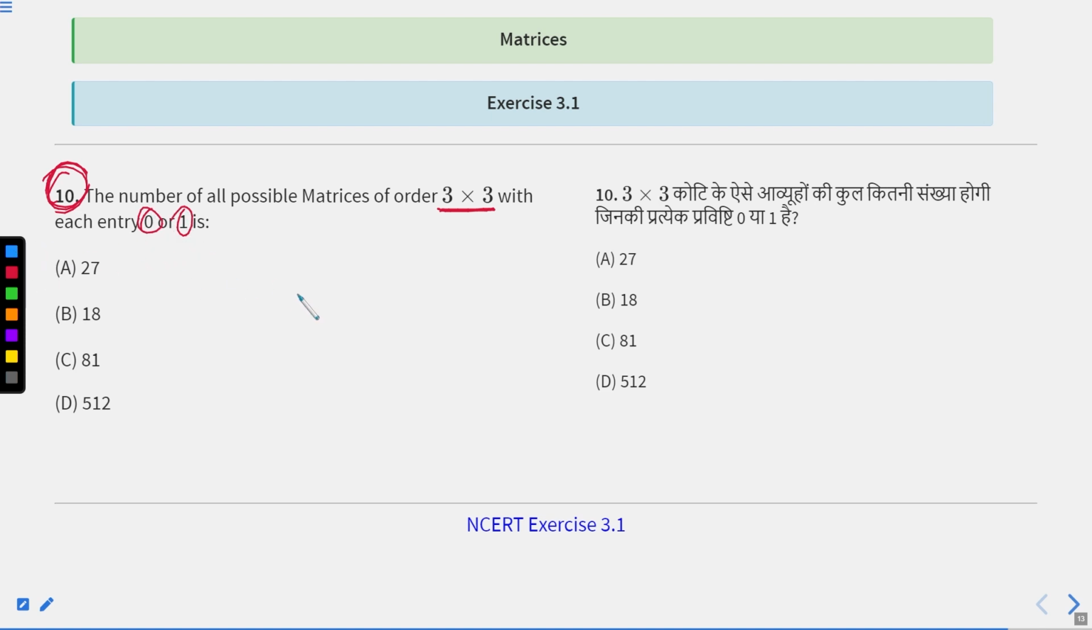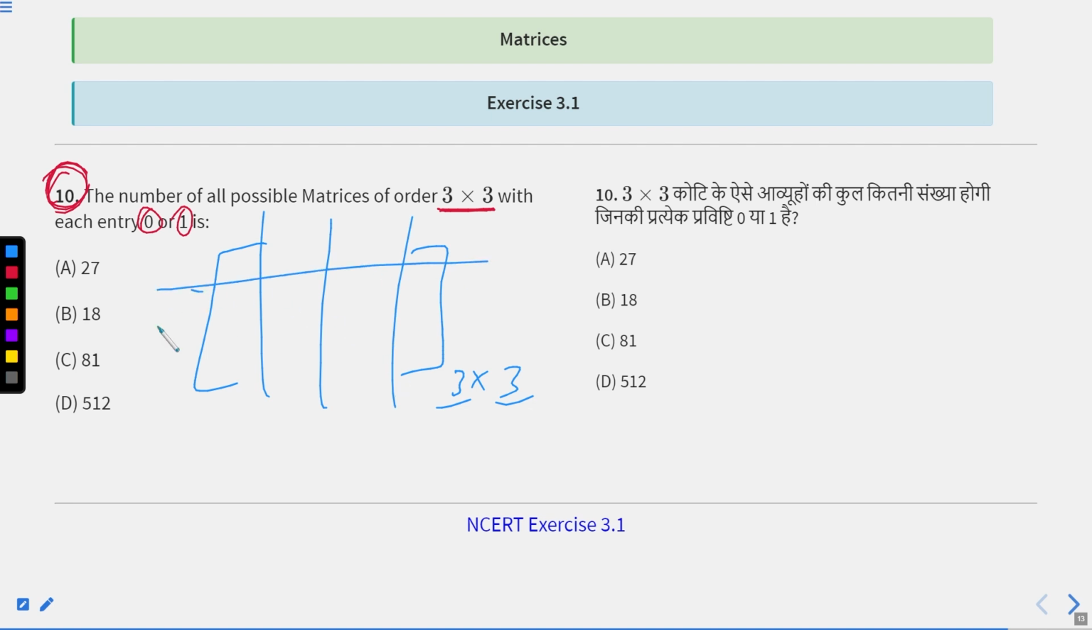What is my question saying? Quite clear that you are having a square matrix having 3 rows and 3 columns. It is actually a square form because of the same number of rows and columns. Now as you can see, you will have 9 entries, 1, 2, 3, 4, 5, 6, 7, 8, 9. And these 9 entries, you can fill either 0 or 1.